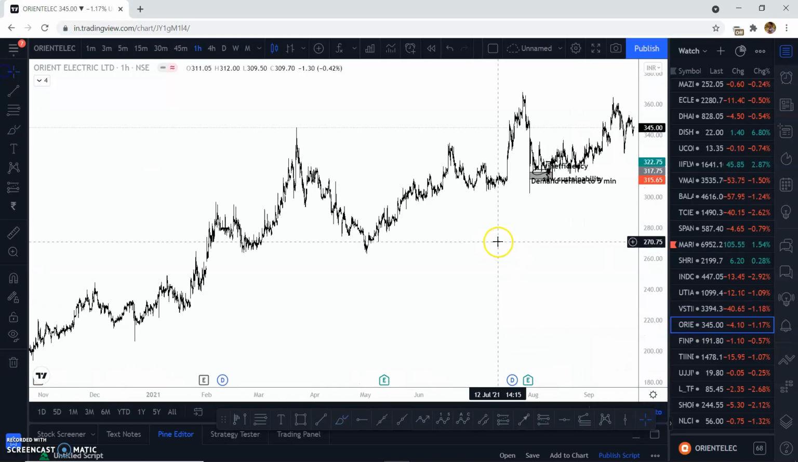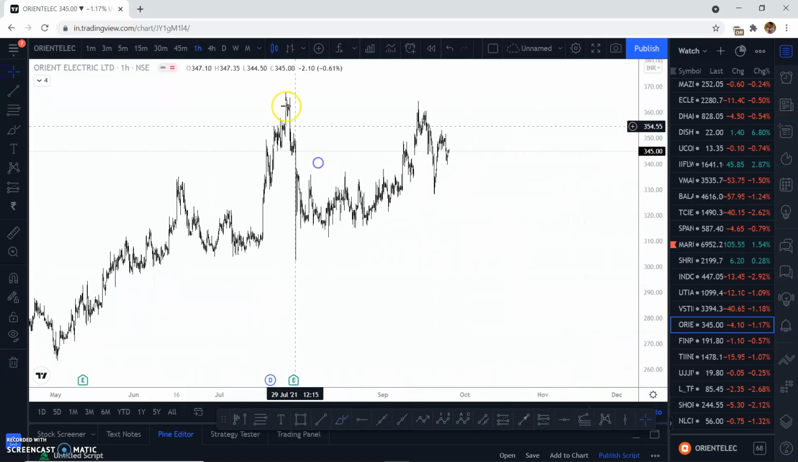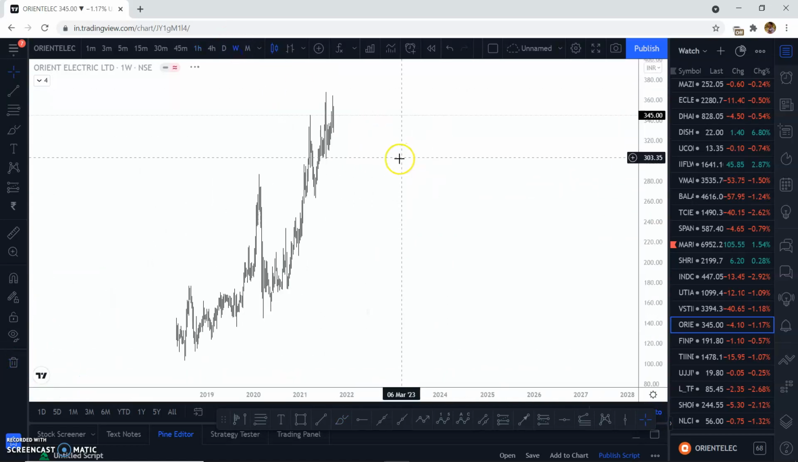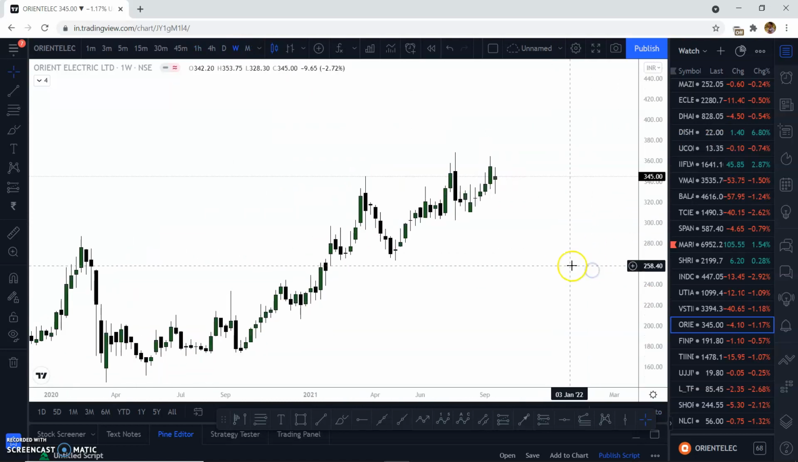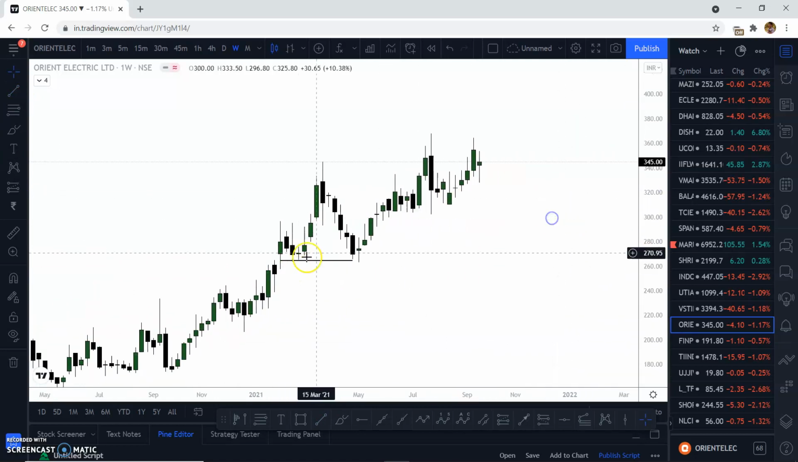I know I'm taking all of the random charts, so I'll remove all of this. Let's go to weekly time frame, and let's see if there was any liquidity hunt. So I can clearly see a liquidity hunt around this area. Okay, there is some sort of liquidity hunt around this area.